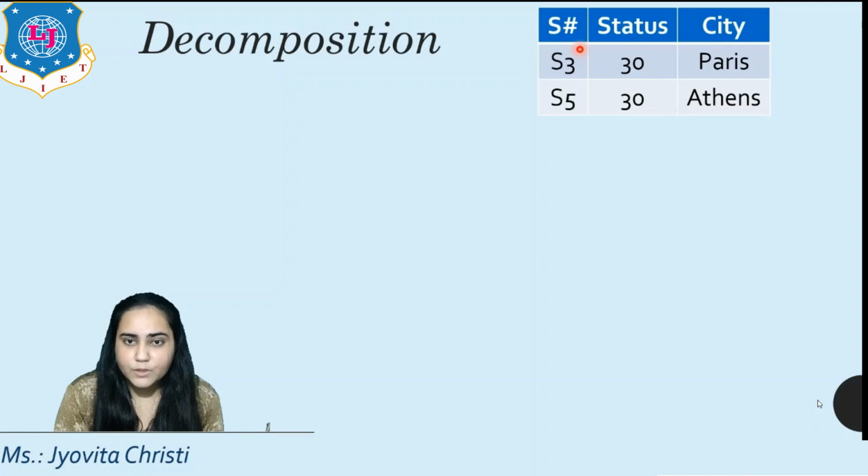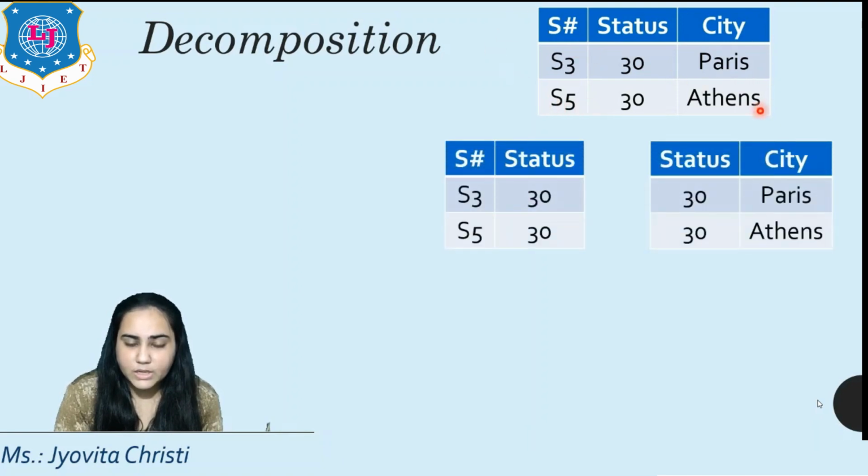And now I'm going to show you what can be done to this particular table, how you can break it into 2 parts. So the first part is you can make it S# and status, and the second part you make is status and city. This is one possibility of doing it. So you can see I've not done much. I've only separated this table of 3 columns into 2 tables, and each one contains 2 columns.